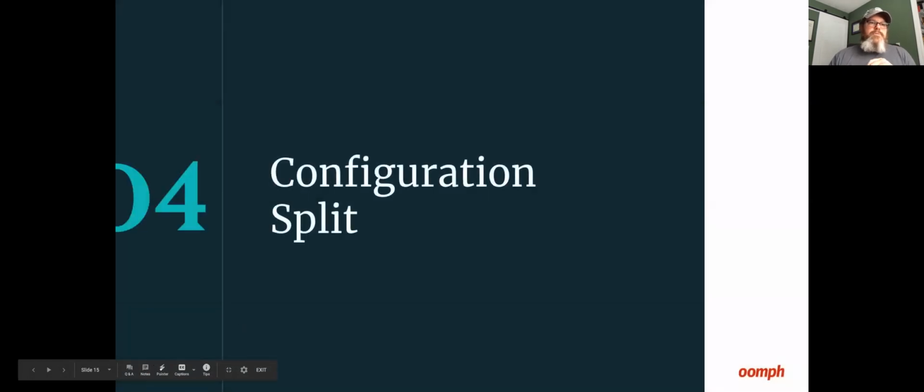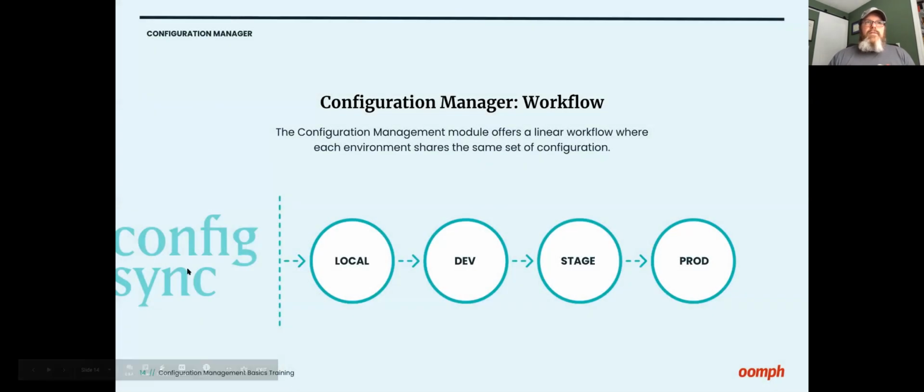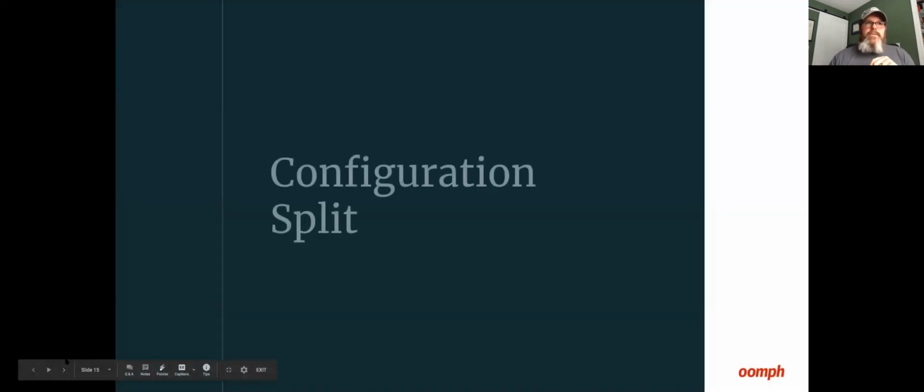So here we introduce config split and how that kind of helps that workflow. So again, if I go back one here or two, you'll notice, again, very linear. Here's your configuration going through your local, dev, stage, and prod. Config split helps this with two configuration methods, and we'll talk about those.